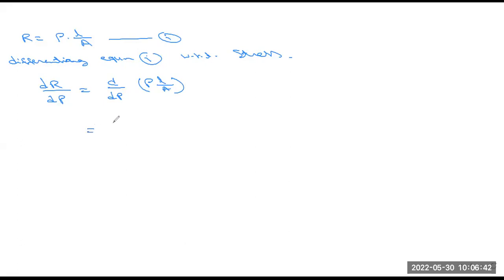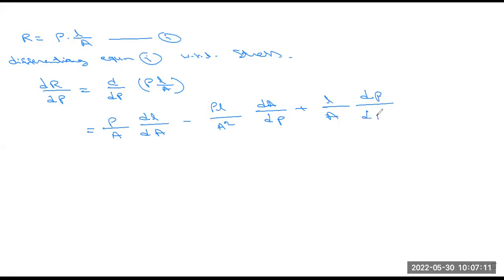So I have written it: rho by A into dL by dP, minus rho L by A square into dA by dP, plus L by A into d rho by dP. This is rho, not touched. So this is equation 2.